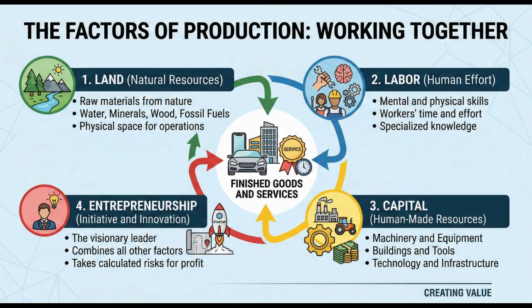Together, these four factors work as a system for producing goods and services. Land provides the natural resources, labor provides the human effort, capital provides the tools and equipment, and entrepreneurship brings everything together. These make production and an economy possible.